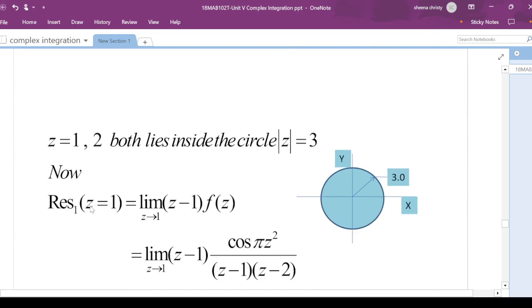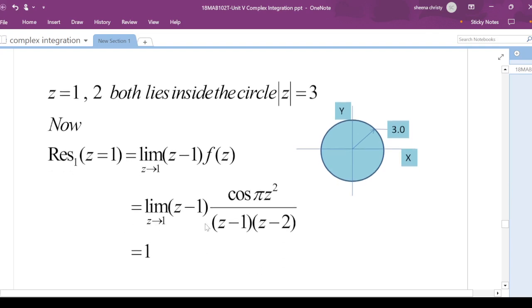Here at the point z equal to 1, this is a simple pole. So what is the formula? Limit z tends to 1 of (z minus 1) into f of z. Here f of z is cos pi z squared divided by (z minus 1) into (z minus 2). Before applying z tends to 1, you have to cancel these two common terms, otherwise you will get an indeterminate answer. So before applying z tends to 1, cancel these two common terms. Then put z equal to 1 here.